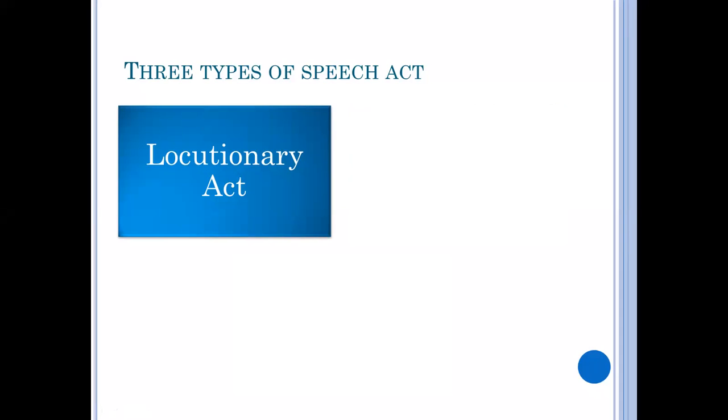Let's first discuss locutionary act, and it is the actual act of uttering. It is when the speaker performs an utterance or locution which has a meaning in the traditional sense. An example of a speech act under locutionary act is the statement, "Please do the dishes." So there is an uttering, or an actual act of uttering.